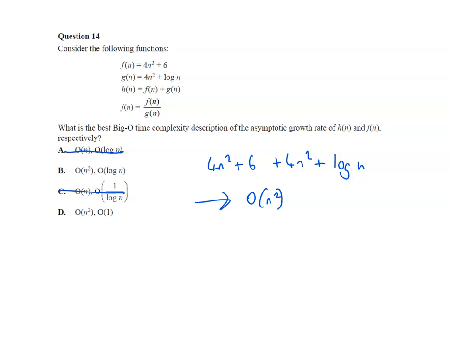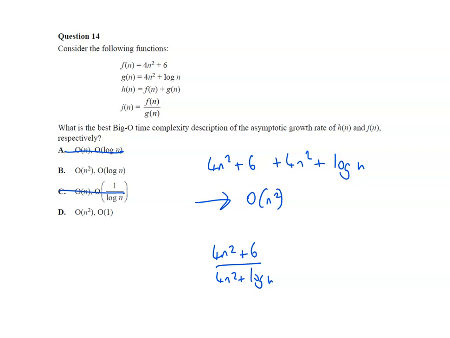It's kind of nice the way they've done this because I think the second question is the harder one, where we have f over g, so 4n squared plus 6 over 4n squared plus log n. I think a lot of people will be tempted to say, well, the 4n squareds cancel and we're left with something like 6 over log n, and so we'd be looking at that second answer in C. But that's actually not what happens.